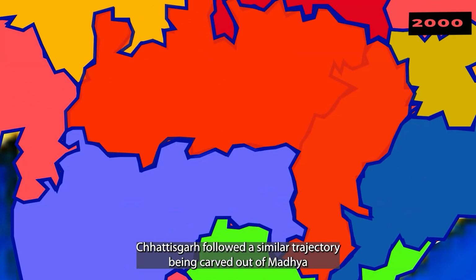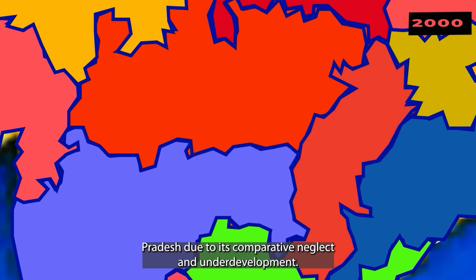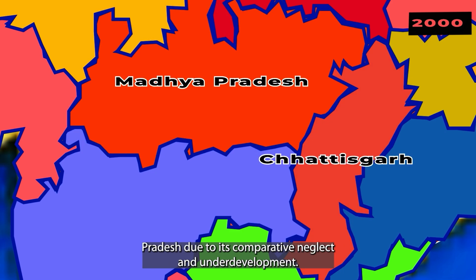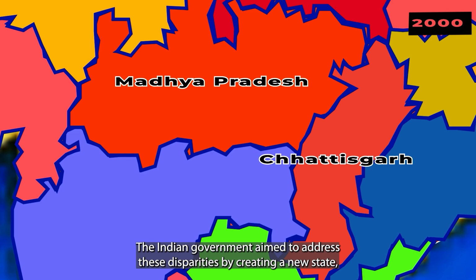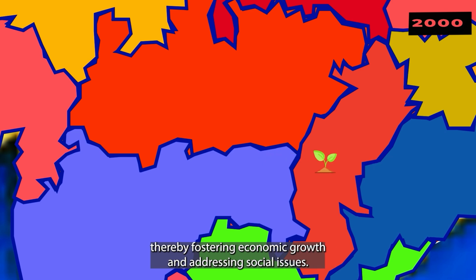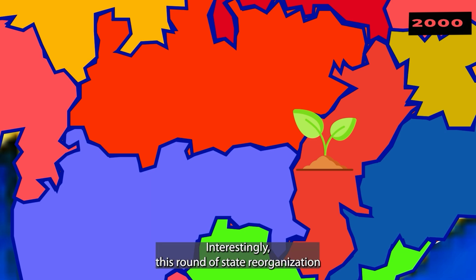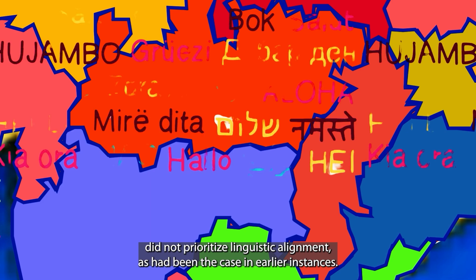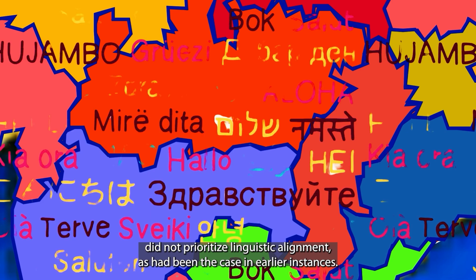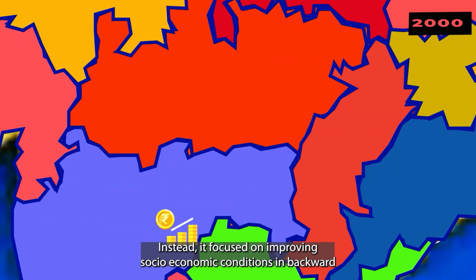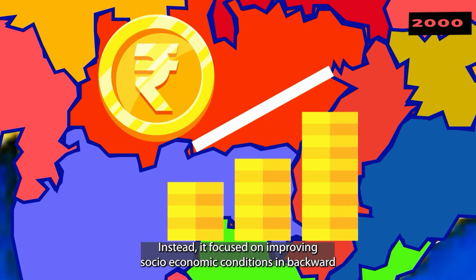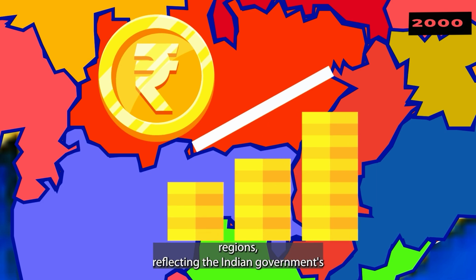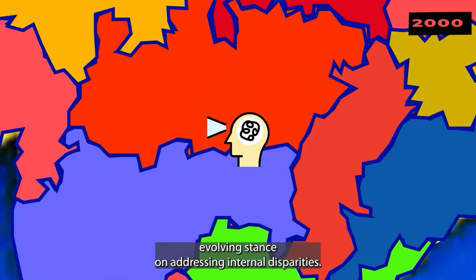Chhattisgarh followed a similar trajectory, being carved out of Madhya Pradesh due to its comparative neglect and underdevelopment. The Indian government aimed to address these disparities by creating a new state, thereby fostering economic growth and addressing social issues. Interestingly, this round of state reorganization did not prioritize linguistic alignment, as had been the case in earlier instances. Instead, it focused on improving socio-economic conditions in backward regions, reflecting the Indian government's evolving stance on addressing internal disparities.